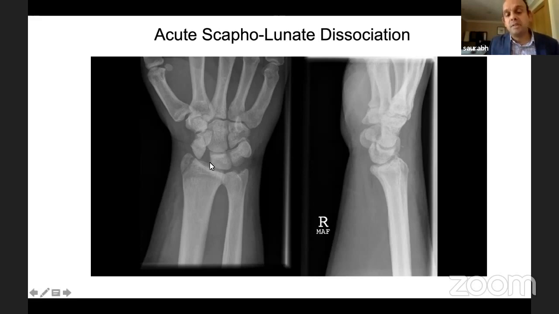And then of course, this has the classical signs, the Terry Thomas sign, i.e. the increased gap. You can see the scaphoid is flexed, which you can appreciate very well here. The scapholunate angle is more than 90 actually. And as I was telling you, in the lateral view, see where the lunate is and see where the scaphoid proximal pole is. Normally the scaphoid should be sitting inside the lunate, that relationship is gone. So this is what you appreciate in a lateral view.